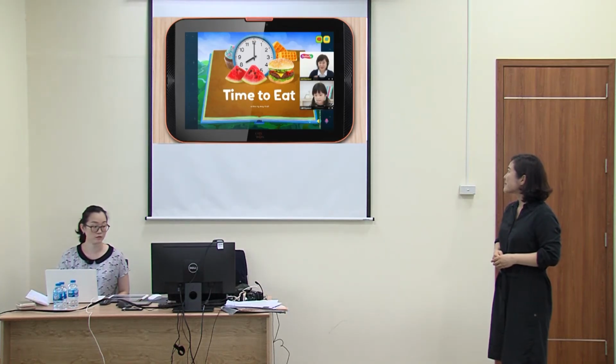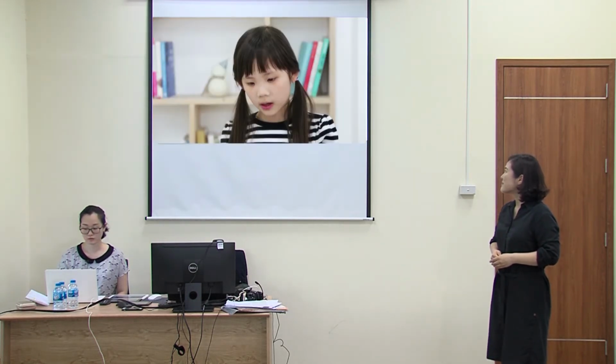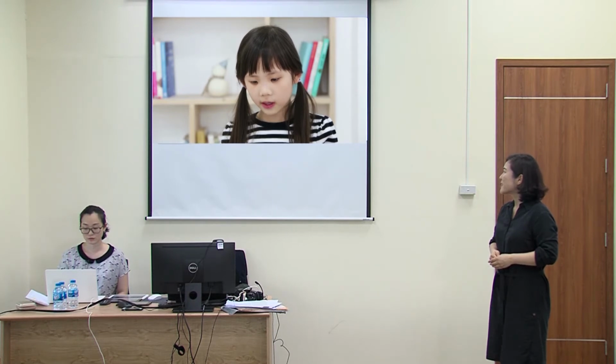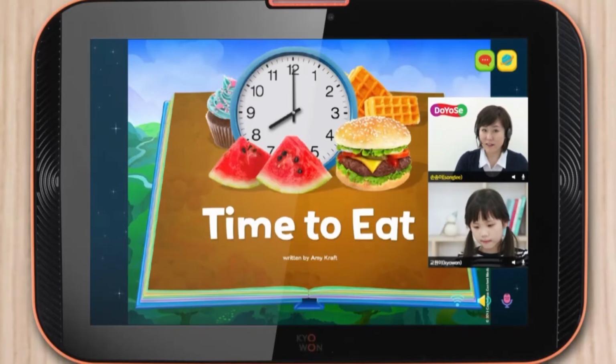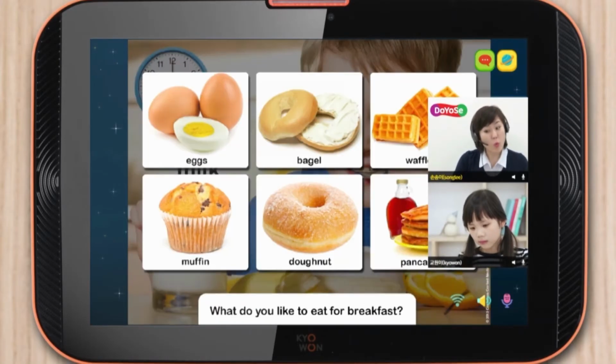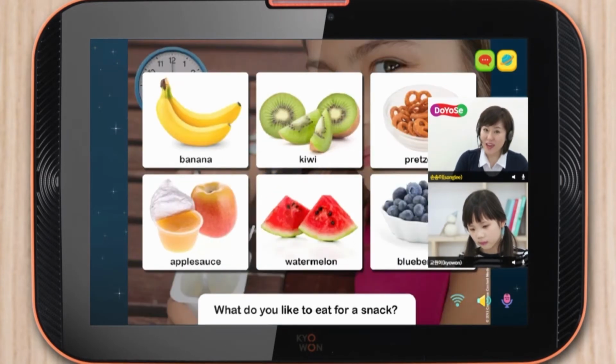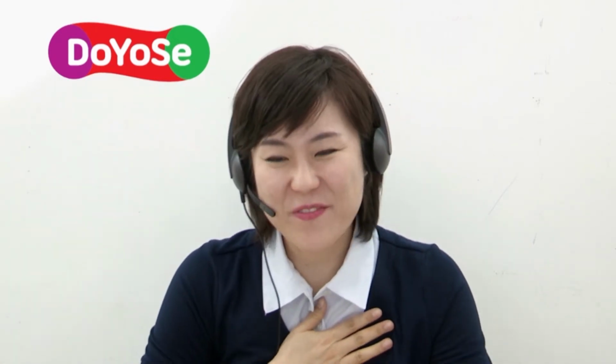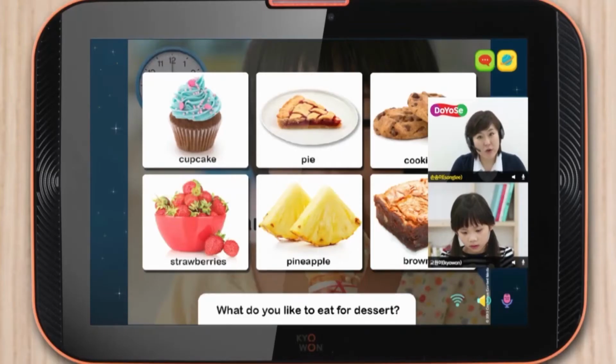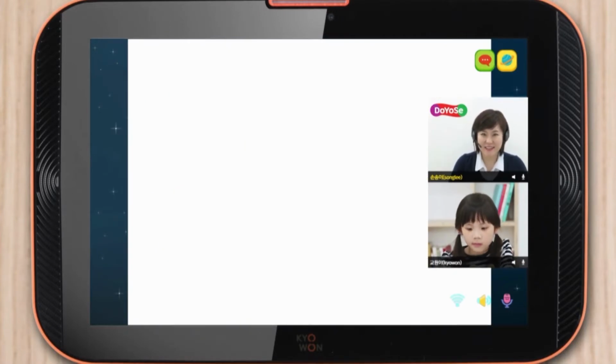Let's play activity. John, in this book, what is your favorite food? Milk, waffle, kiwi, cupcake. That's great. I love a cupcake too. What's the word? Cupcake.